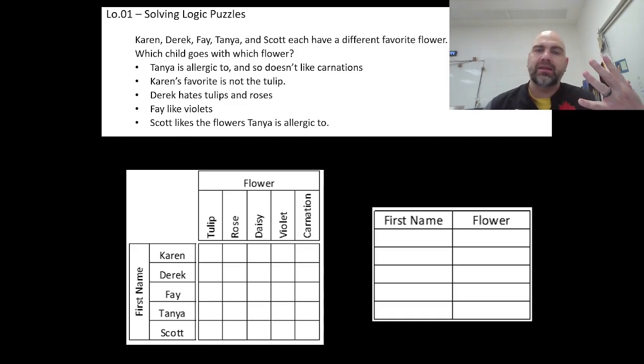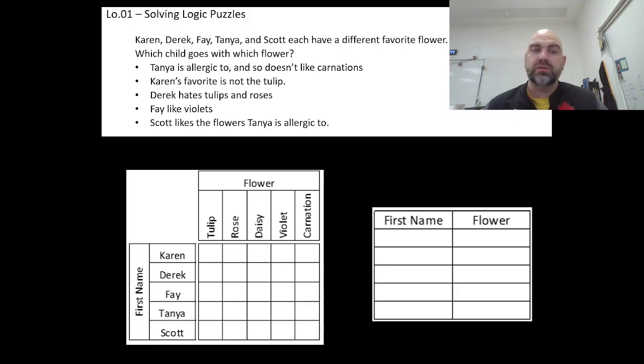So we're going to start with this example where we're taking a look at five people and they have five different flowers that they like. Now, when we talk about logic puzzles, there's always a one-to-one correlation. In other words, each person has an individual flower that they like as their favorite, and nobody else has that as their favorite. They also have only a single flower, not multiple flowers. So that's how we're going to look at solving them. The example here is that Karen, Derek, Faye, Tanya, and Scott each have a different favorite flower. Which child goes with which flower?